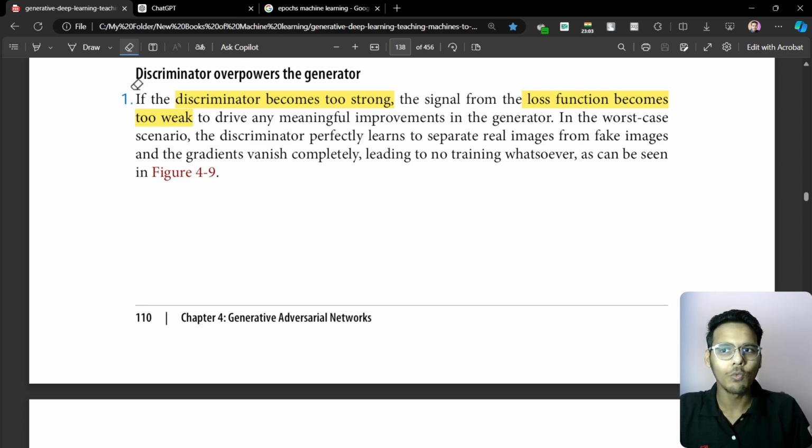And you can see in the worst case scenario, this discriminator perfectly learns to separate the real images from the fake images, and the gradients vanish completely, leading to no training whatsoever. So that is important, guys. There will be no training, then we will not get good images.